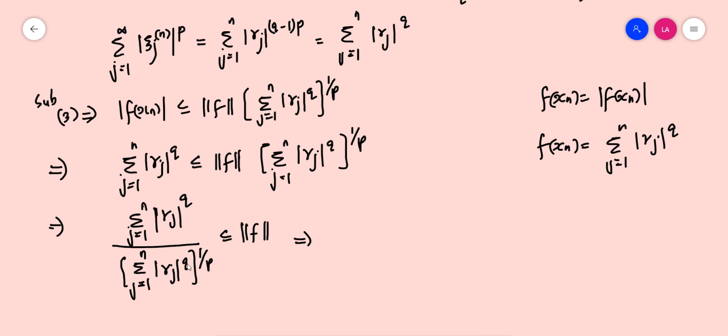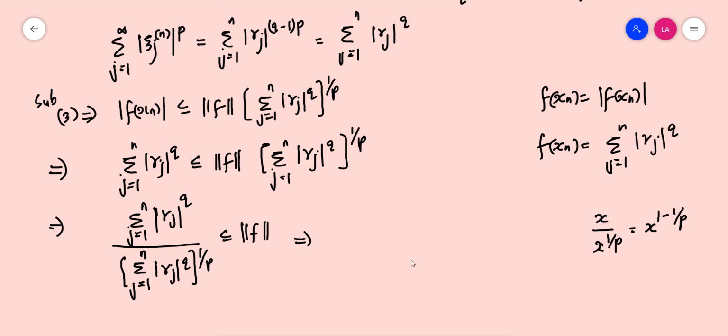so here the power q is inside, the whole raised to 1 by p is outside. So the power q is inside, and we cannot actually combine them together. Sorry for that. And here if you take this as x, this is x raised to 1 by p. So the left hand side should be of the form x by x raised to 1 by p, which is equal to x raised to 1 minus 1 by p.